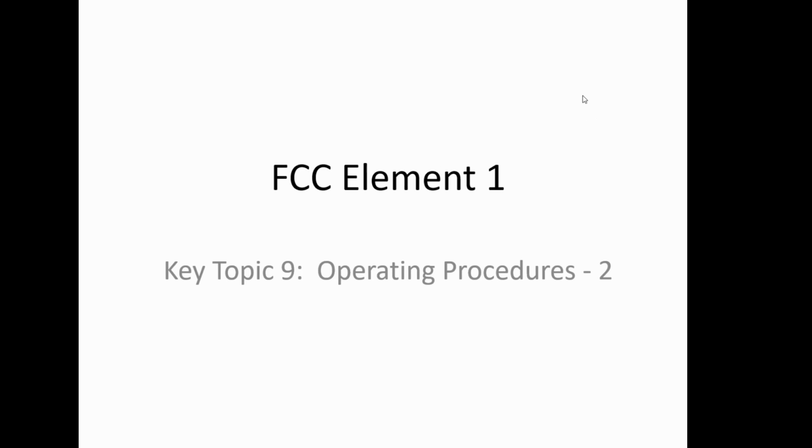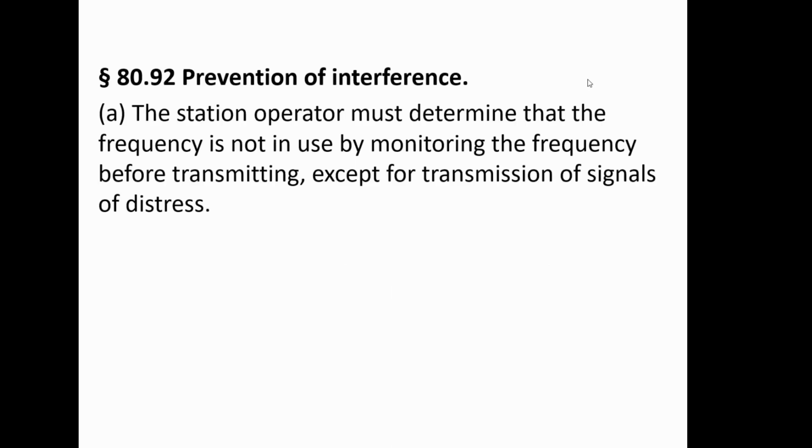Operating Procedures Part 2, Key Topic 9. All right, we already saw this regulation, prevention of interference. The station operator must determine that the frequency is not in use by monitoring the frequency before transmitting, except for the transmission of signals of distress.